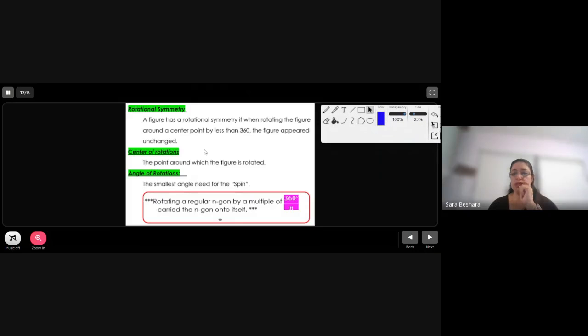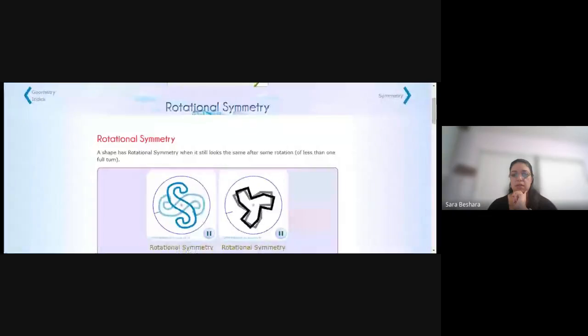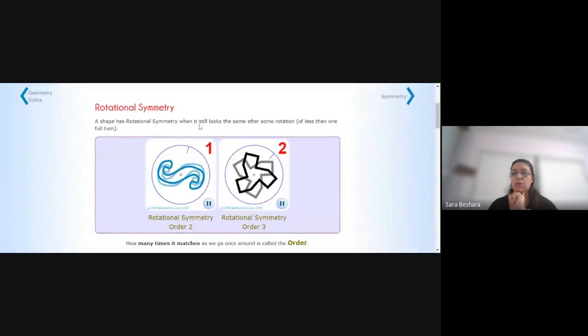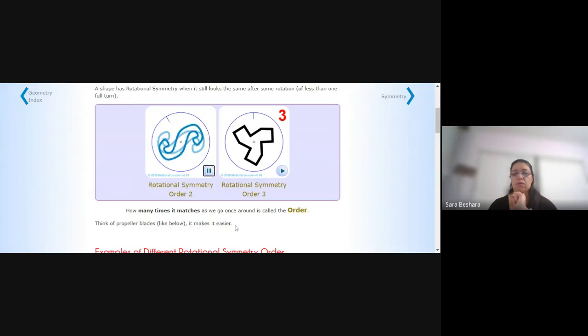Next would be the rotational symmetry, the ones that I showed here. Let me show it to you again. Rotational symmetry means a shape has rotational symmetry when it looks the same after a number of rotations. So here we go. It's a circular move. Okay, now we are not going to deal with weird shapes like that. We are dealing with polygons since we're learning geometry.